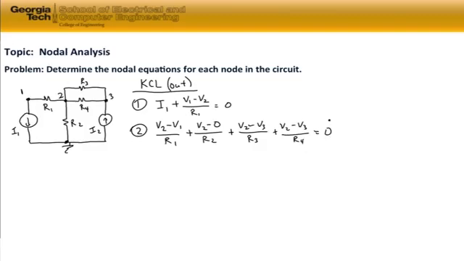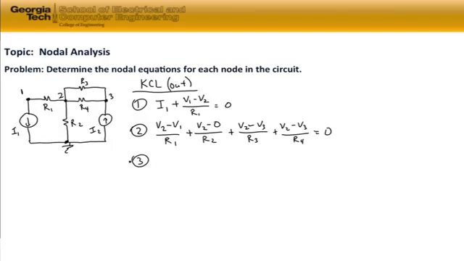So we have these unknown nodal voltages V1 and V2 and V3. So we have 2 independent equations. We need our third independent equation that we get from node 3 in order to solve for our unknown nodal voltages V1, V2, and V3.